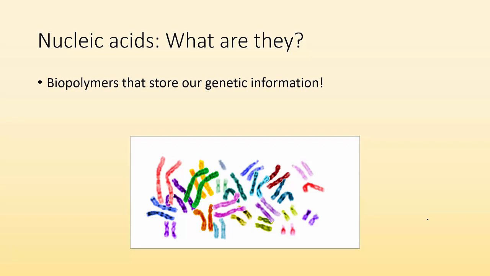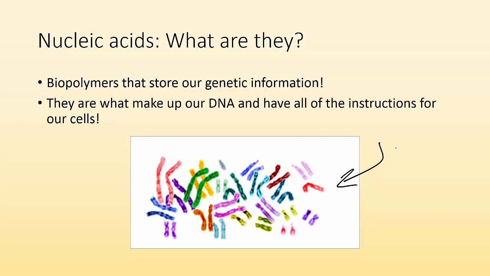They're the biopolymers that store our genetic information. So all those chromosomes and such, they're made up of nucleic acids, right? They're what make up our DNA and have all the instructions for all of our cells. It's kind of crazy to think about it, but our heart cells have the same chromosomes, same DNA as our lung cells or our skin cells. They all have all these instructions, and it's made of the nucleic acid.